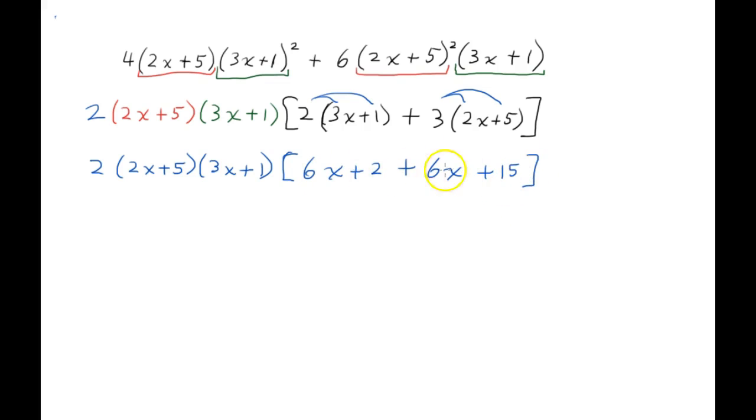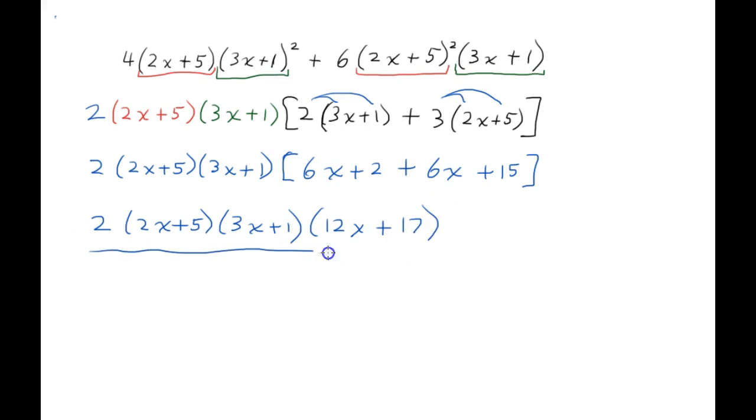And then combine like terms right in there. So I'm going to have 2 times the factor 2x plus 5, the quantity 2x plus 5, times the quantity 3x plus 1. Now, this all cleaned up. 6x plus 6x is 12x, and 2 plus 15 is 17. So that is the final answer to this large expression factored completely. I hope that helps.